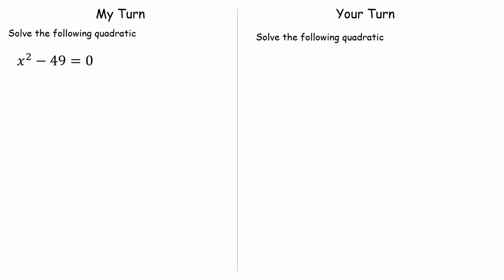Okay, so we're looking at solving quadratics again, but these are a special kind of quadratic. You can see up here, you've got x squared take away 49, and if you watch the grade 5 playlist, you'll be familiar with something called the difference of two squares, which is exactly what this is here.